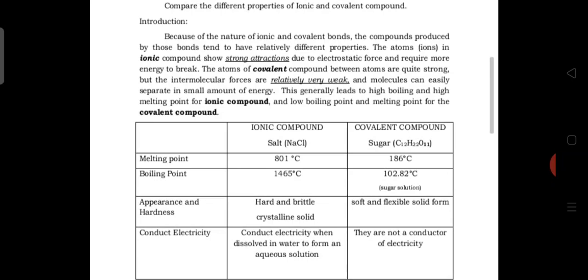Yung ionic compounds, they conduct electricity when dissolved in water to form an aqueous solution. Wherein yung covalent natin, they are not a conductor of electricity. So, yung mga ionic lang yung conductor ng electricity. Wherein yung mga covalent compounds, hindi sila nakakapag-conduct ng electricity. So, yun yung pagkakaiba ng mga properties ng ionic tsaka covalent.